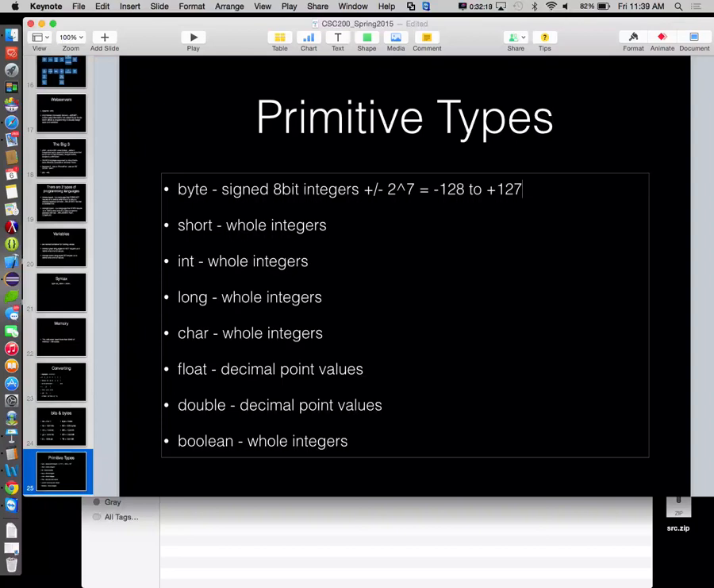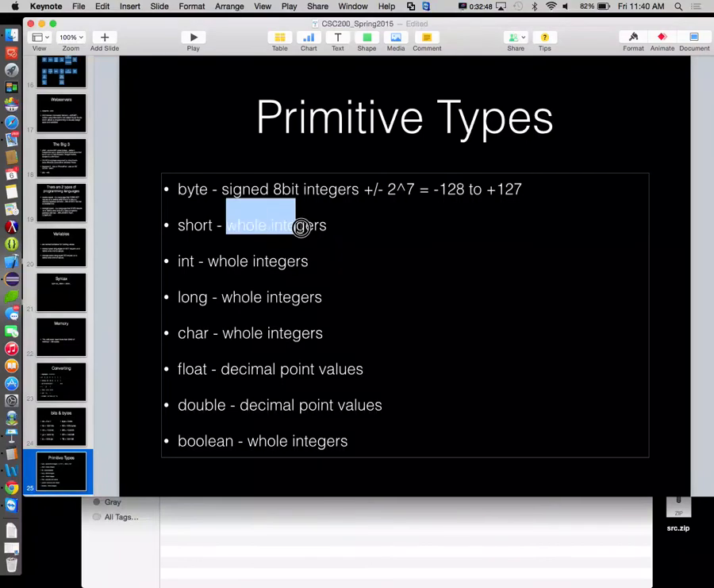So if you want to store the number 500, it will not fit in a byte. It's too large of a value for an 8-bit signed number to hold. That makes sense? But if you're going to hold a value somewhere in this range, let's say you only needed to count between 1 and 10, a byte's your guy. It's using the minimal amount of memory available to you to store the number you're interested in.